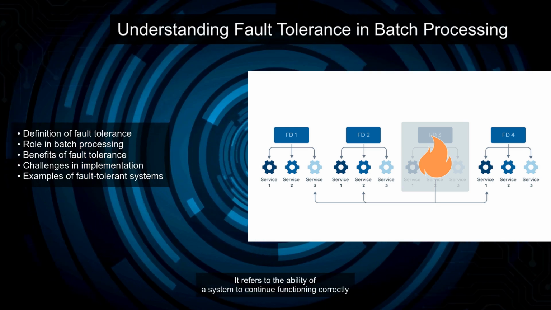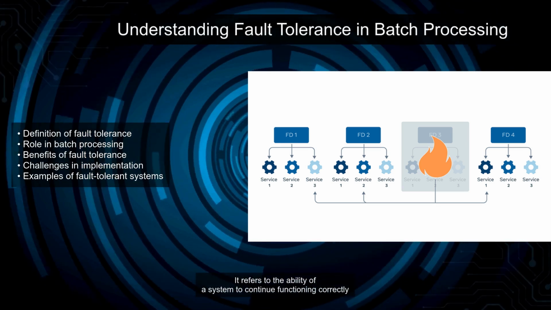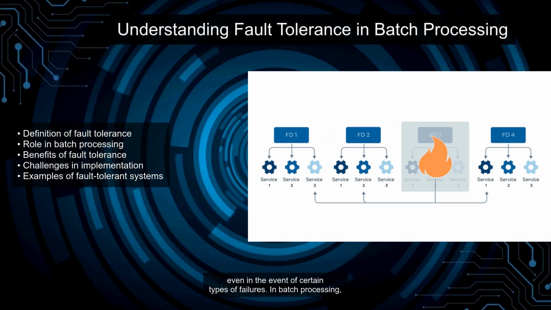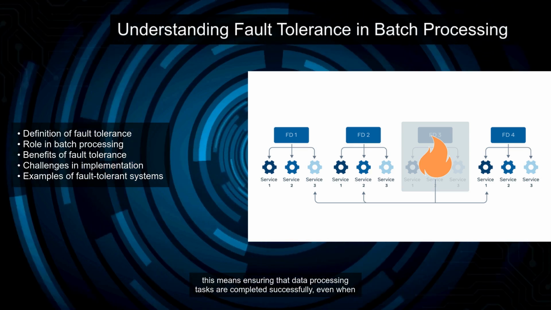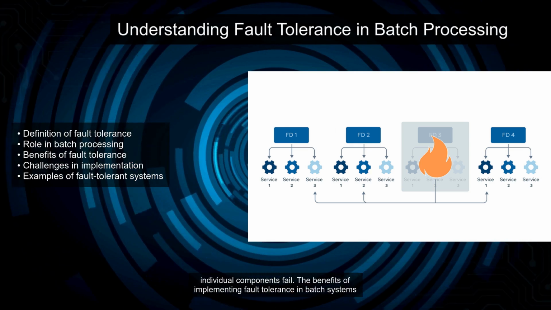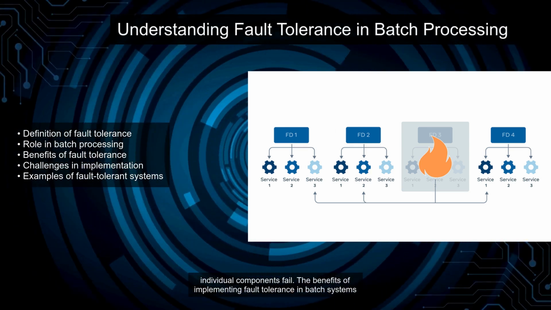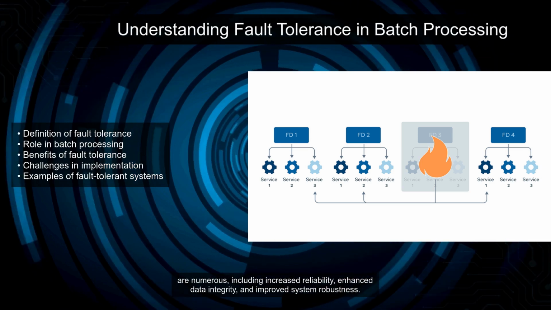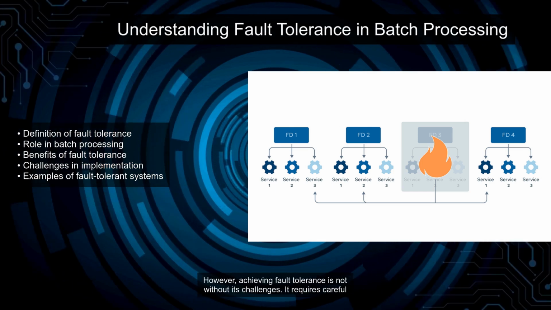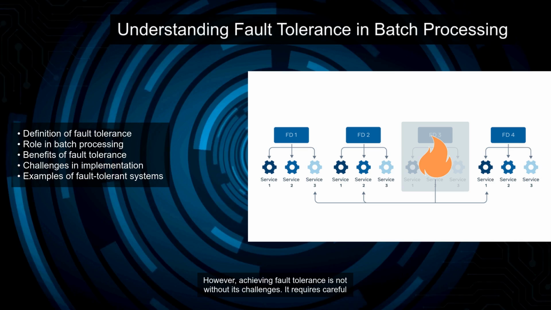Fault tolerance is a crucial concept in the realm of batch processing. It refers to the ability of a system to continue functioning correctly even in the event of certain types of failures. In batch processing, this means ensuring that data processing tasks are completed successfully, even when individual components fail. The benefits of implementing fault tolerance in batch systems are numerous, including increased reliability, enhanced data integrity, and improved system robustness.